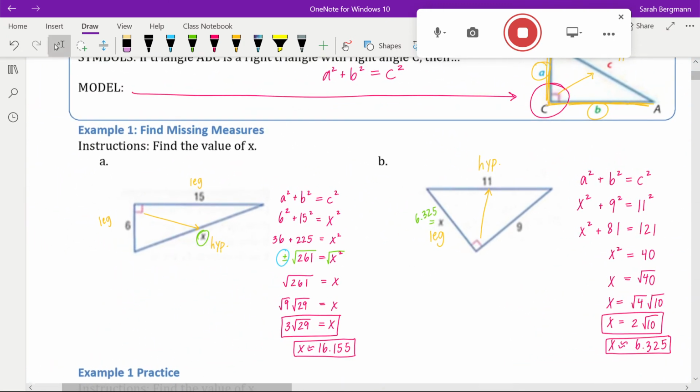Right below this, you'll see a practice problem. I would like you to go ahead, pause the video, and please try those 2 practice problems on your own first.